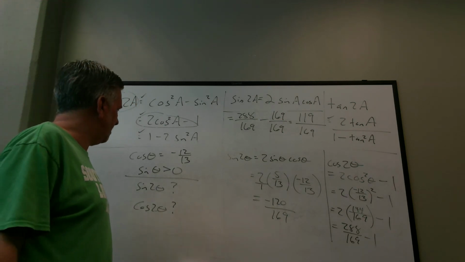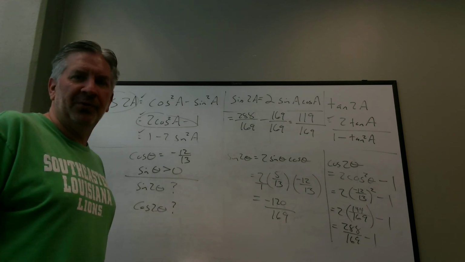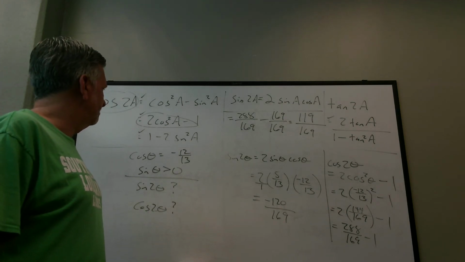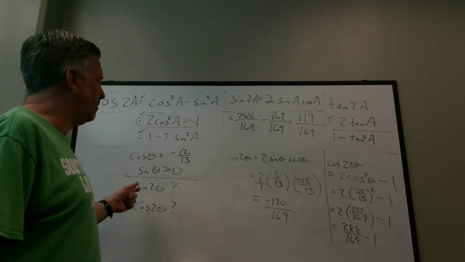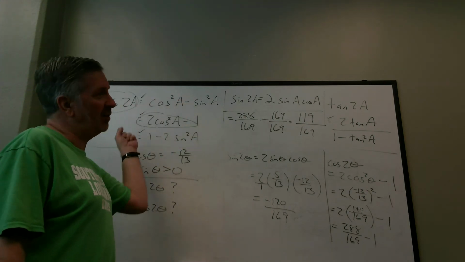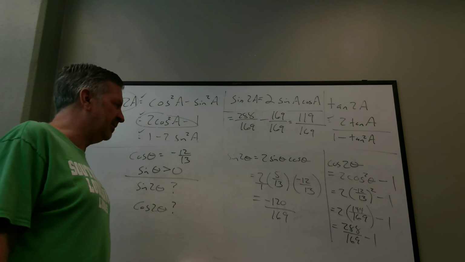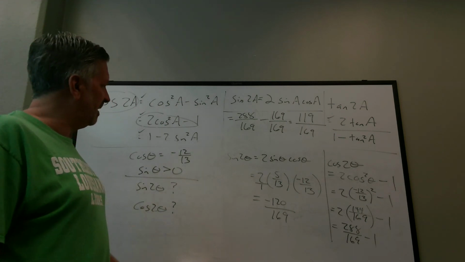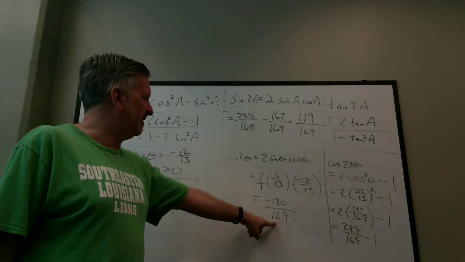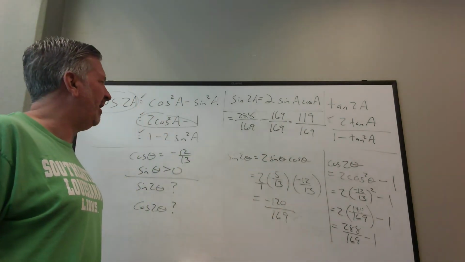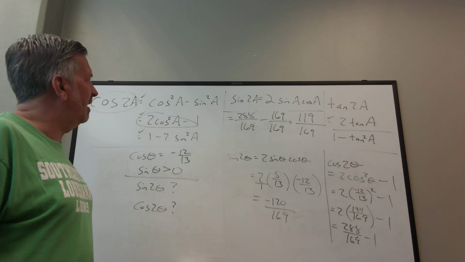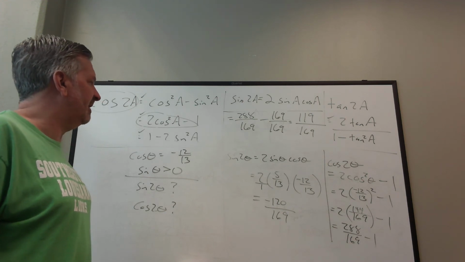Now, a common question they will ask is, in which quadrant is 2 theta? So I know theta was in the second quadrant, but where's 2 theta? And you can't just say, oh, theta was in the second quadrant, so double that's in the fourth. No, you can't do that. Look at the answers we got. Sine of 2 theta was negative, and cosine of 2 theta is positive. In which quadrant is cosine positive and sine negative? So that's the fourth quadrant.